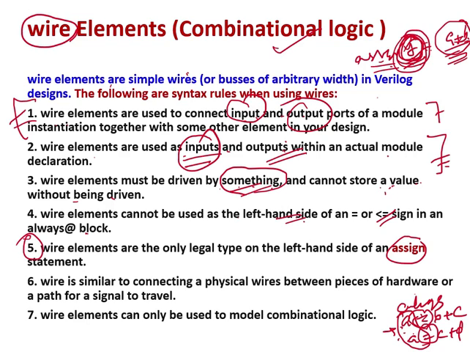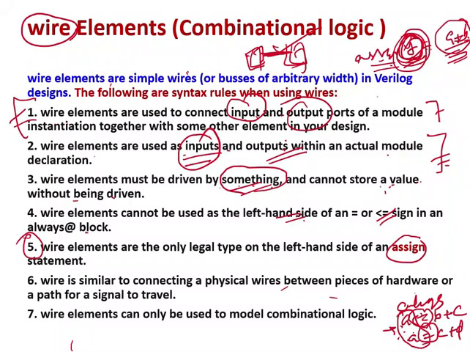A wire is similar to connecting physical wires between pieces of hardware. If there are two pieces of hardware and you want to physically connect them, then it is simply a wire. So a wire is like a path for a signal to travel. Okay, that you have to remember. Wire elements can only be used to model combinational logic. Wire is used to model combinational logic, that you need to remember.